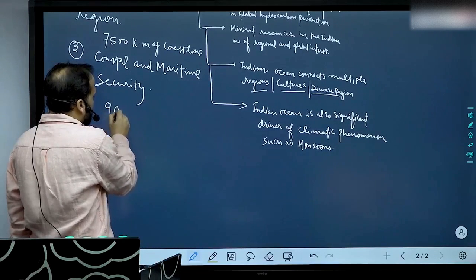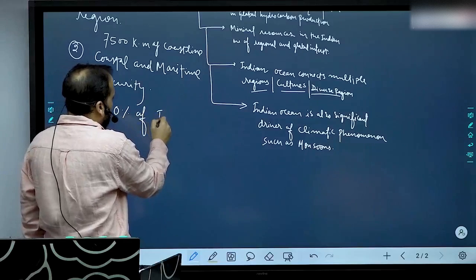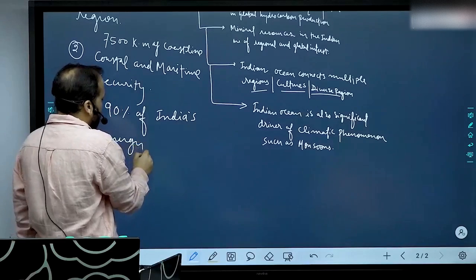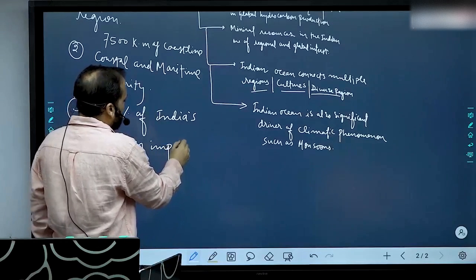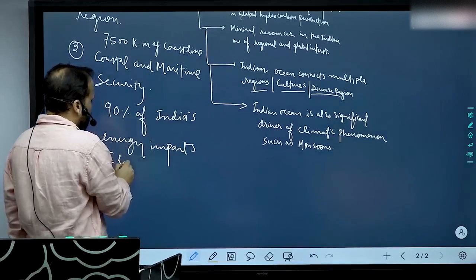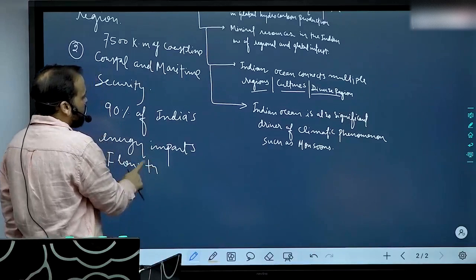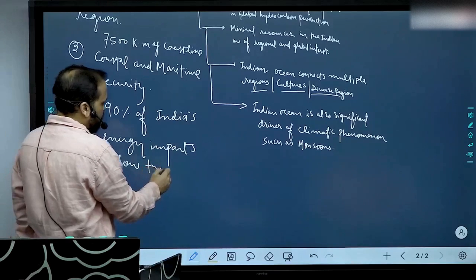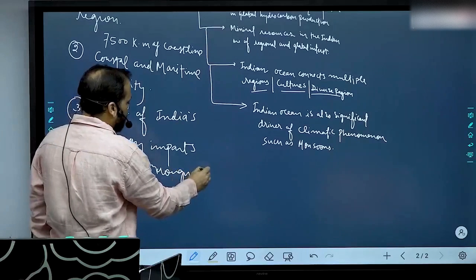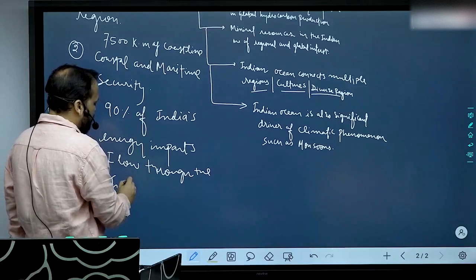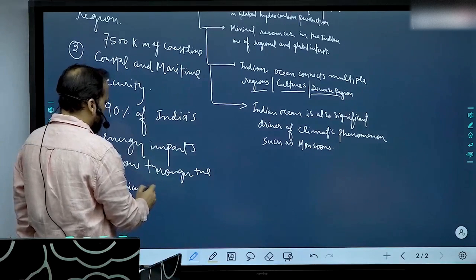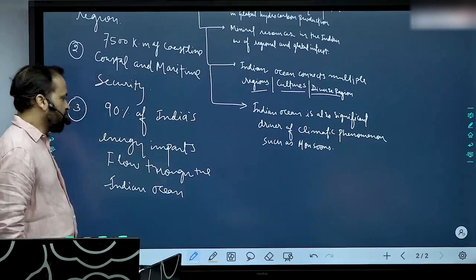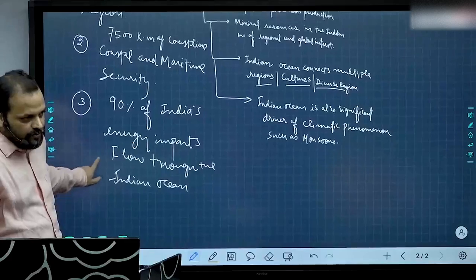more than 90% of India's energy imports flow through the Indian Ocean region. So that means what? Indian Ocean is important for India's energy security. More than 90% of India's energy imports, hydrocarbon imports.